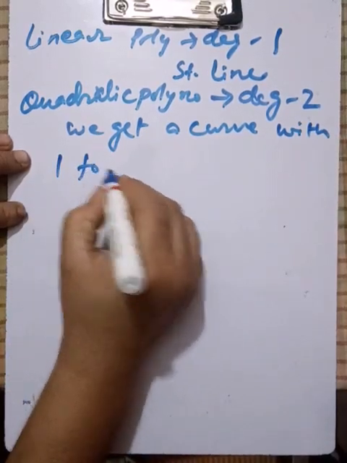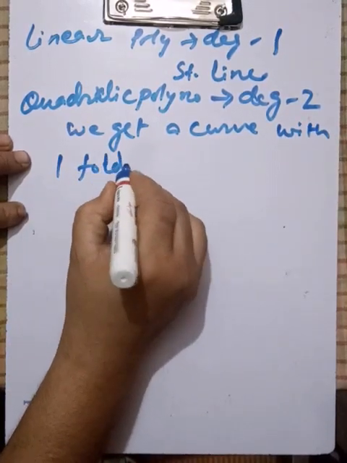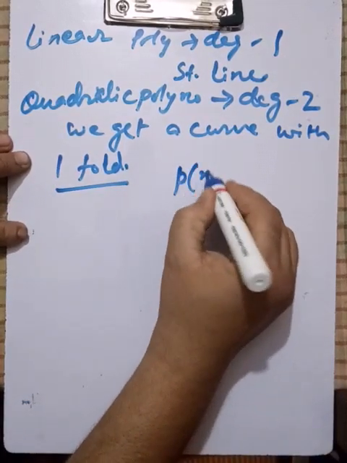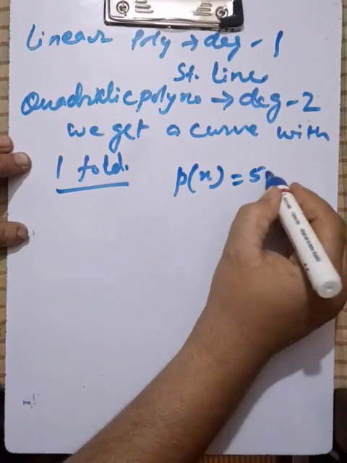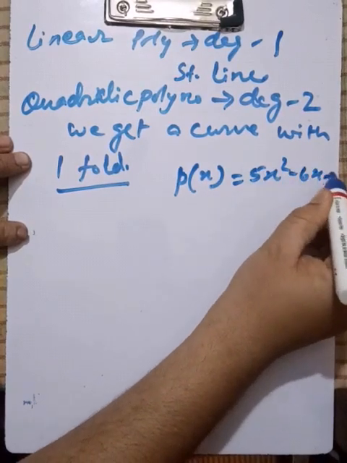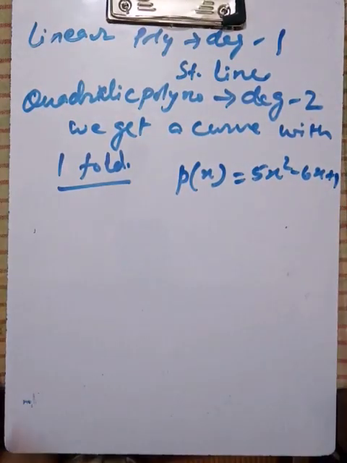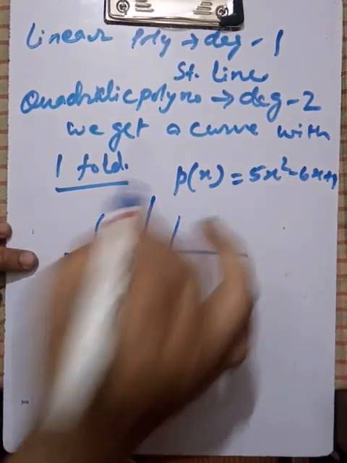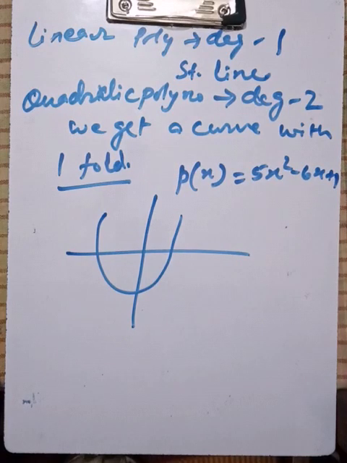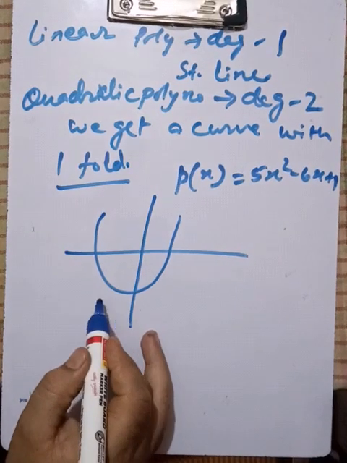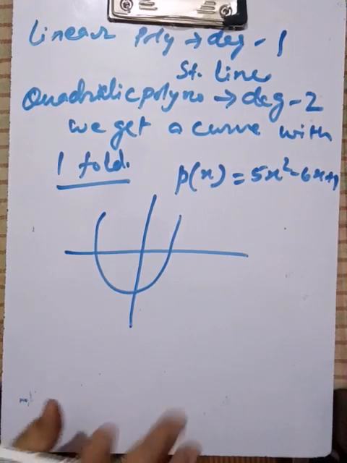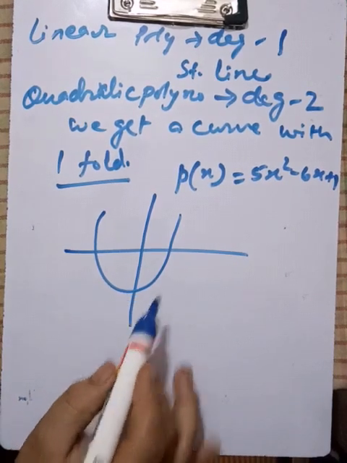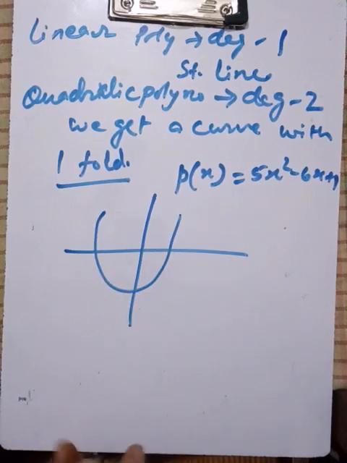with one fold. Suppose you have to draw the graph of the polynomial 5x square minus 6x plus 1. In this situation, what happens? You get a curve like this that will have only one fold. Now it is a different place, different thing where it will intersect the y-axis, where it will intersect the x-axis.